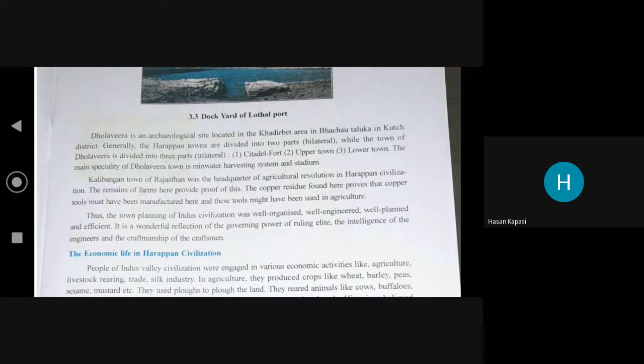First, Citadel fort, second, upper town, third, lower town. The main specialty of Dholavira town is rainwater harvesting system and stadium. Yes, very good. Continue.